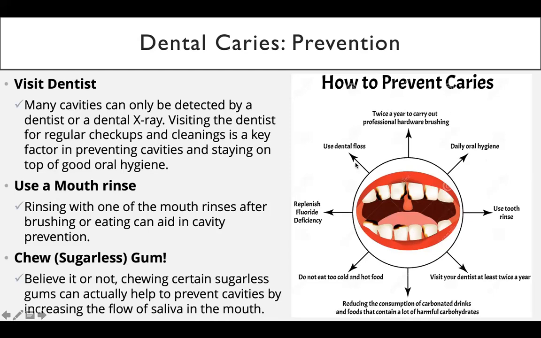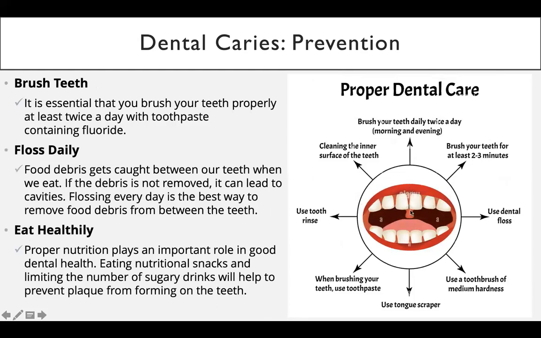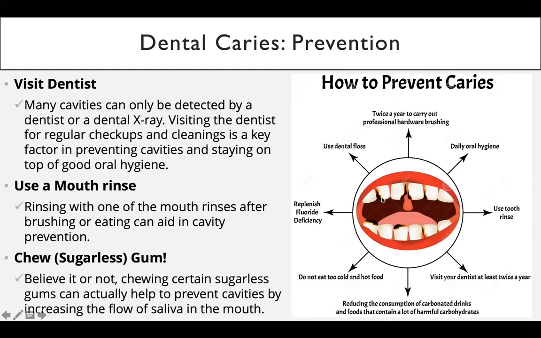How to prevent caries? This is the same as before, but this guy had no cavities, and now we have dental caries. So twice a year, carry out professional brushing. Every 6 months you should go for a visit to a dentist, and for daily oral hygiene, use mouth freshener, mouth rinser, or mouthwash, and visit your dentist at least twice a year.